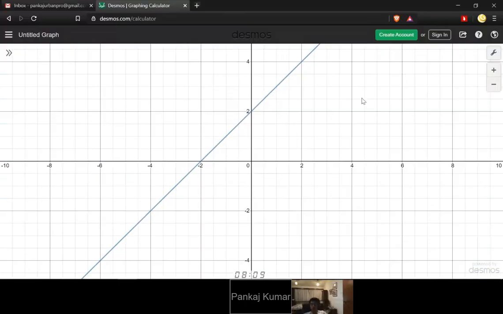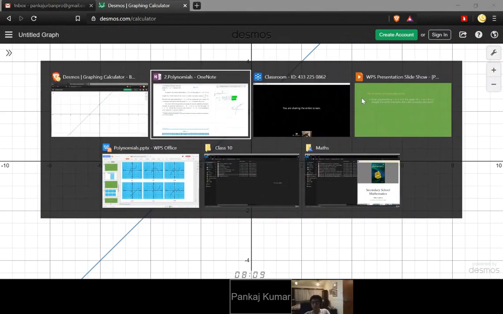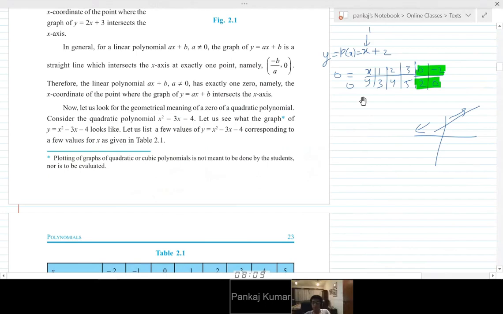So you can see this graph. I use one graphing website, Desmos. So we have this line, and where does this cut at the x-axis? Minus 2, comma 0. Okay, so hope you got this. For a linear polynomial, we have one zero. It would cut at one point on the x-axis.